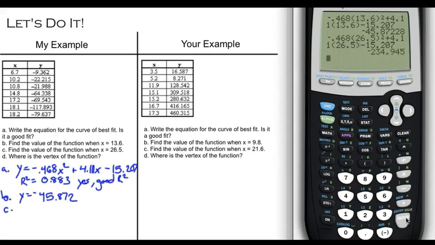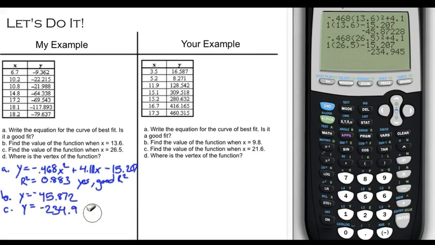26.5, we hit enter, and so the value at that point would be negative 234.945, just like that. And so when x is equal to 26.5, that's what we should get. Now I do find that number a little suspect because we're expecting this to come back around, but then data's not perfect. This is a 0.883 correlation, so stuff like that can happen.